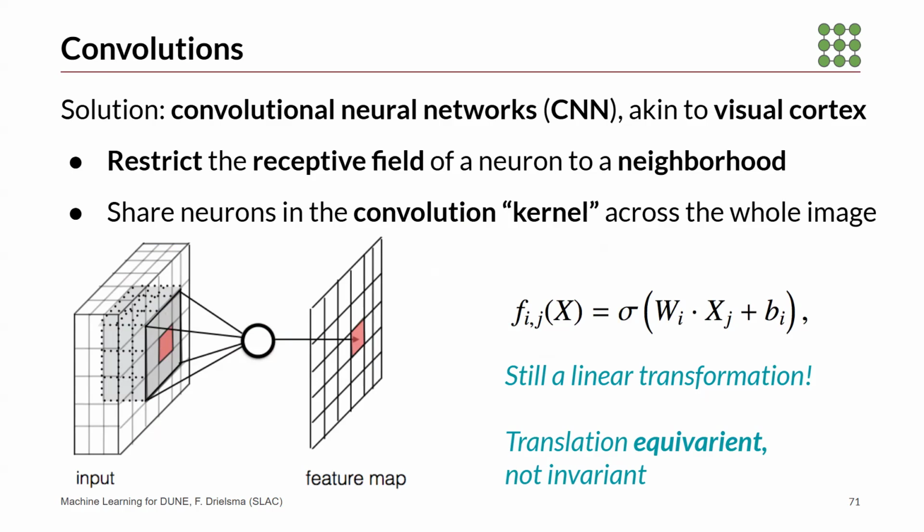And doing this is what's called a convolution. I'll get back to that in the next slide. And it's still a linear transformation. So we haven't really changed the fundamental core principle of a neural network. We've just restricted the information that goes into updating the features of the next layer.